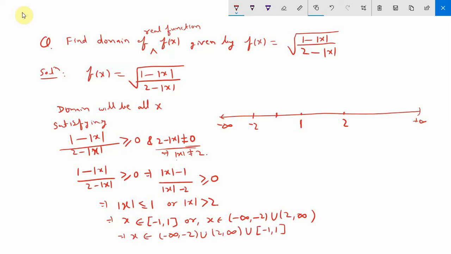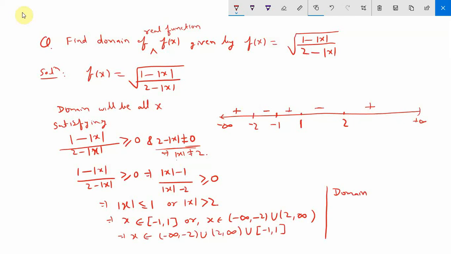So from minus infinity to minus 2, it will be positive, then minus 2 to minus 1, it will be negative. Then minus 1 to 1, it will be positive. Then next, from 1 to 2, it will be negative, and 2 to infinity again, it will be positive.